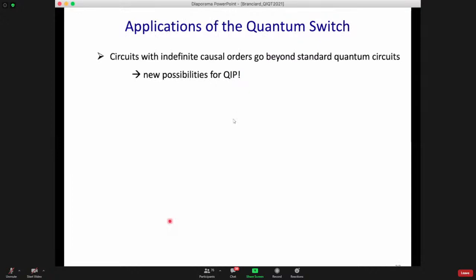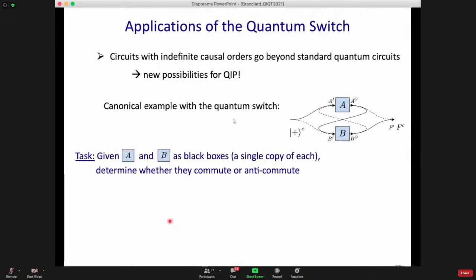But still, you can do some interesting things with this quantum switch, and people got excited about it because they realized that this kind of process allows you to go beyond standard circuits that you use in quantum information processing. Because you can go beyond, maybe you can do some new things. So here's a very canonical example, and actually the first example of an application of the quantum switch. I will just present it to give you some feeling of how the quantum switch can be useful for certain tasks. Here I give you two quantum operations, A and B, as black boxes. Say these are two unitaries, for instance. And there is the promise that they either commute or anti-commute. And I'm asking you to determine whether they commute or anti-commute.